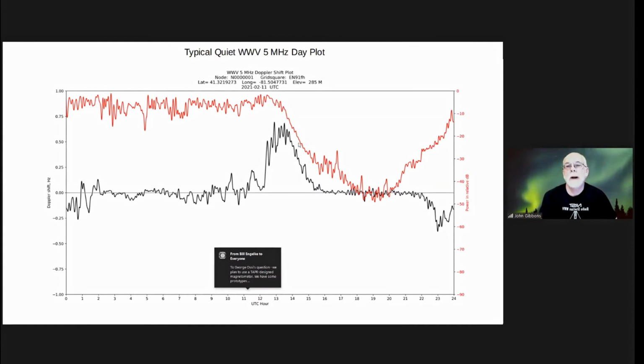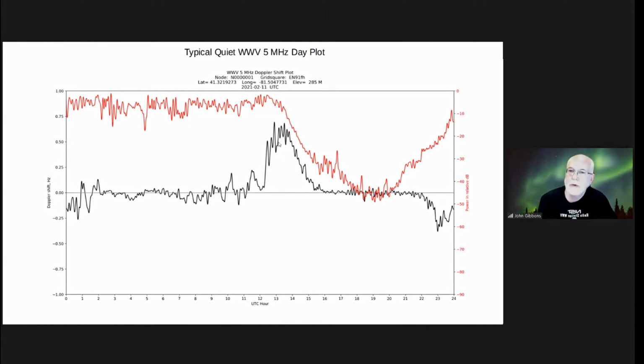the sun rises, it dissolves the layer again, the distance of the reflection layer goes down, which causes the path to decrease, which gives you a Doppler shift up. And that's what this hump here is. It's a very prominent hump shown for the 5 megahertz. Then during the course of the day, the signal is gone.